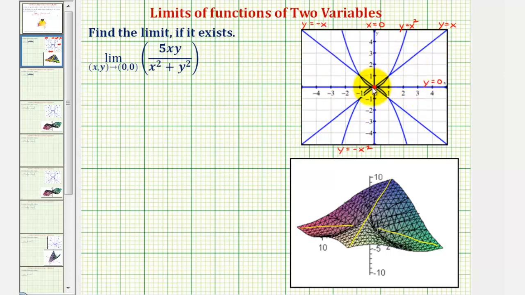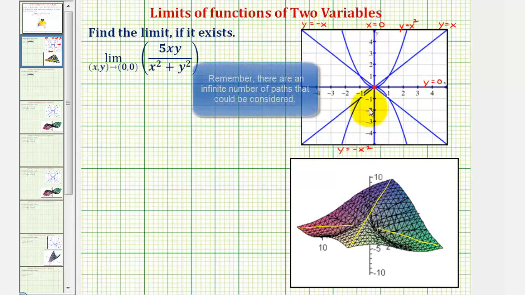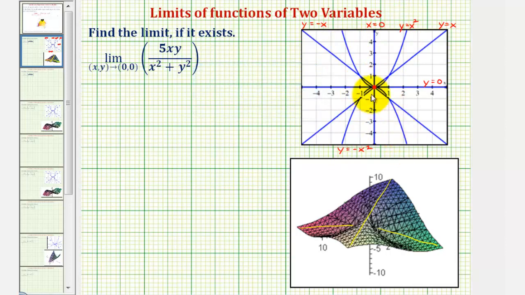We can approach the origin along the x-axis, or y equals 0, along the y-axis, or x equals 0, as well as the lines y equals x, or y equals negative x, or even y equals x squared, or y equals negative x squared. But probably the two most obvious paths approaching the origin would be along the x and y axes, or y equals 0 and x equals 0. Let's begin by considering those two paths.